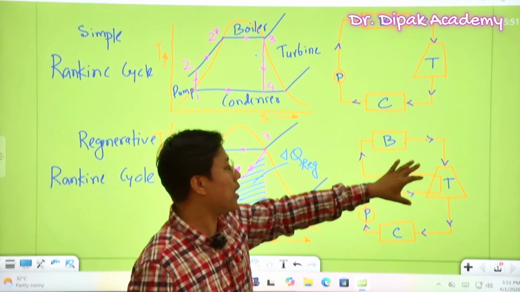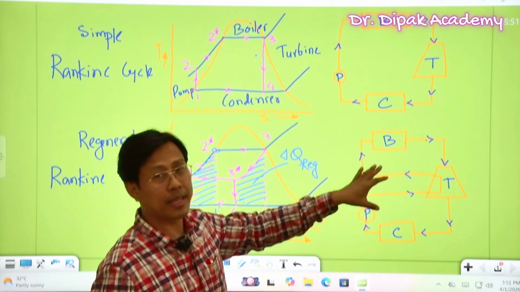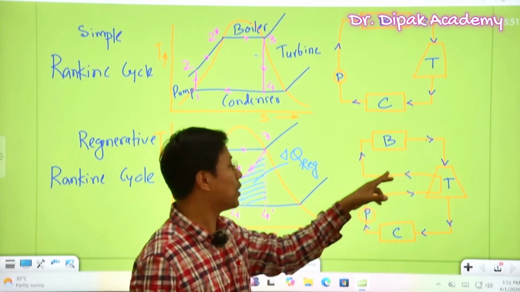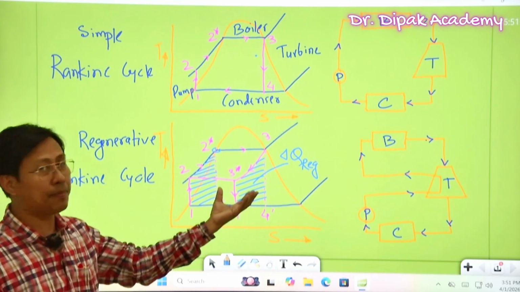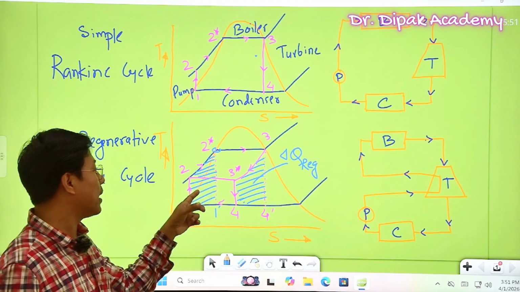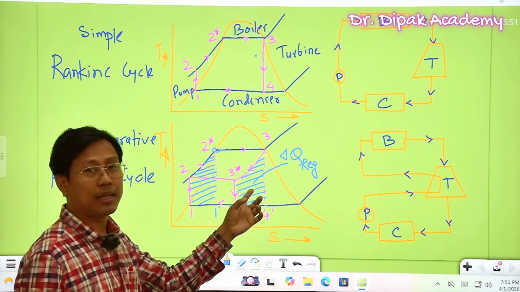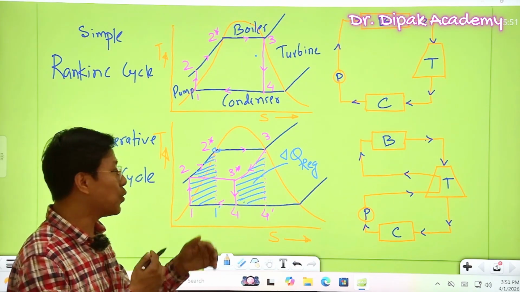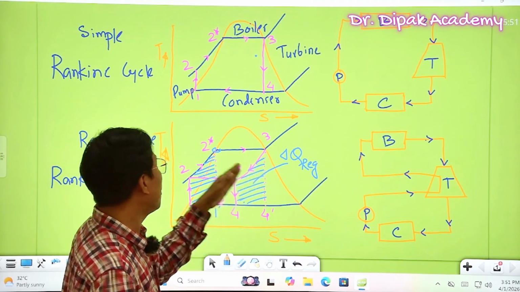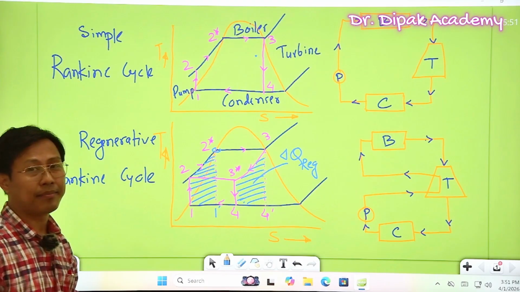Only at this point the difference is there. Okay, so due to these simple modifications, the regenerative process takes place, and we have a heat gain in the water, and we'll have a heat loss from the steam. So in this way, the advantage of heat exchange is made in the case of the regenerative Rankine cycle.